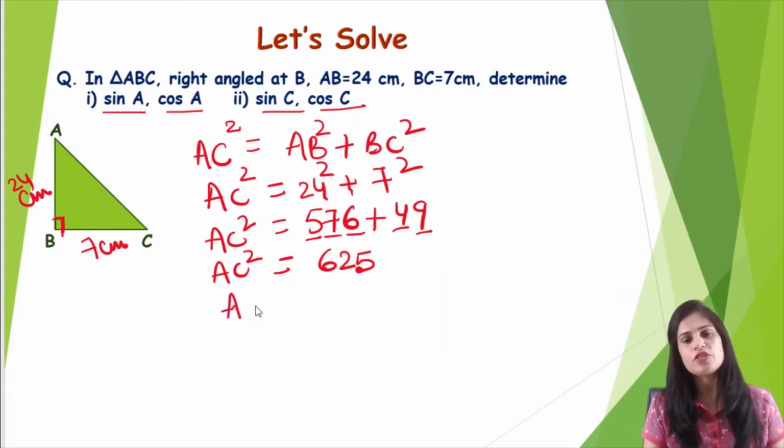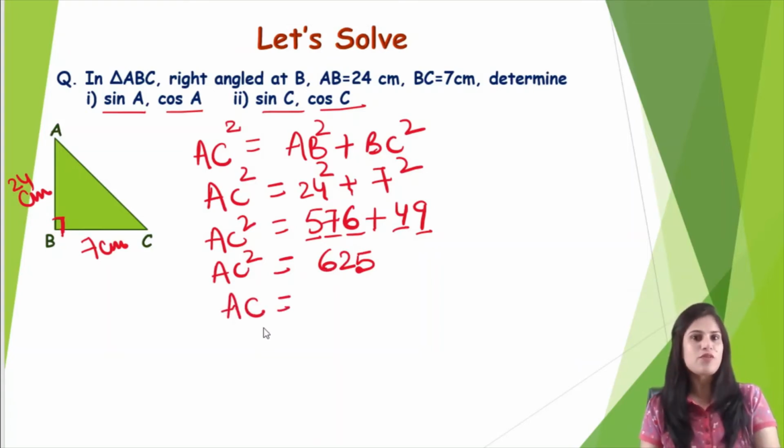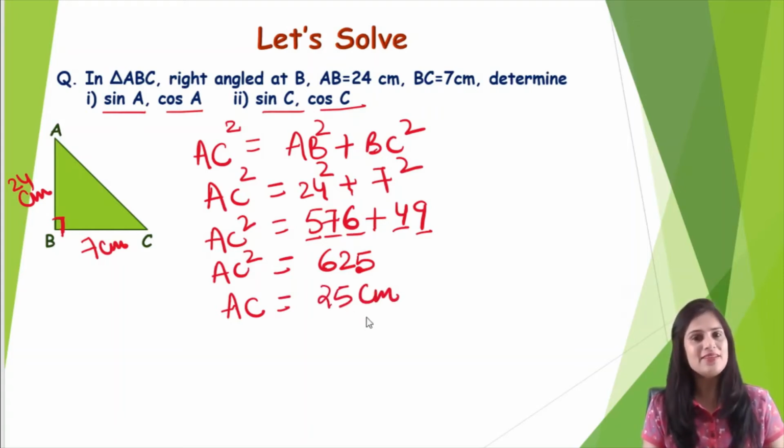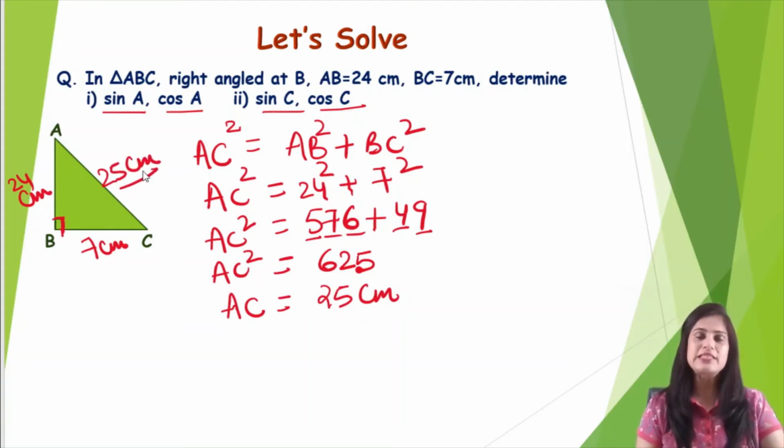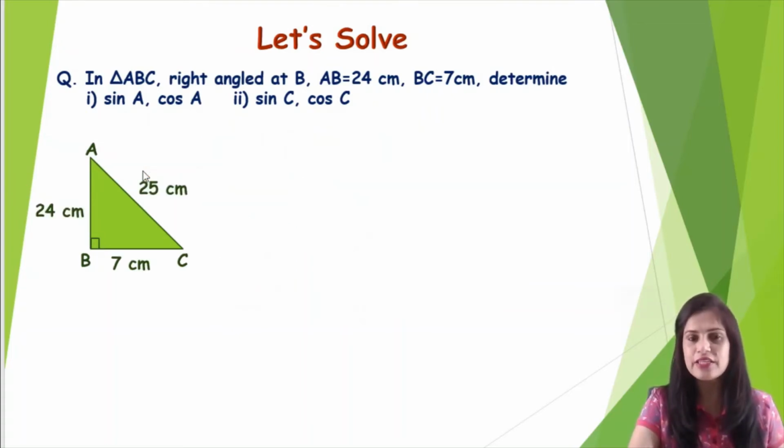Then how much is AC? It is the square root of 625. That is 25 centimeter. So here we have got the value of AC as 25 centimeter. Now we can find the value of these different parts. So let's get started for finding these different parts.